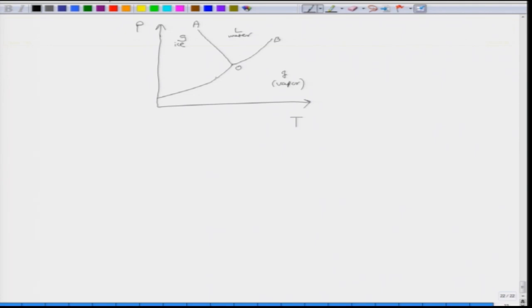Now, you can see these three curves intersect at one point O. That means at this point all three phases coexist in equilibrium, and this is the triple point. So at the triple point, solid, liquid and vapor, all three phases coexist in equilibrium. This is at around 0.0075 degree centigrade and 0.006 atmosphere.